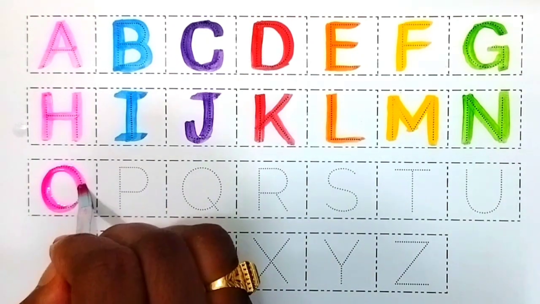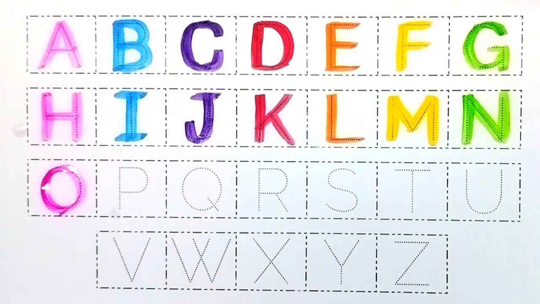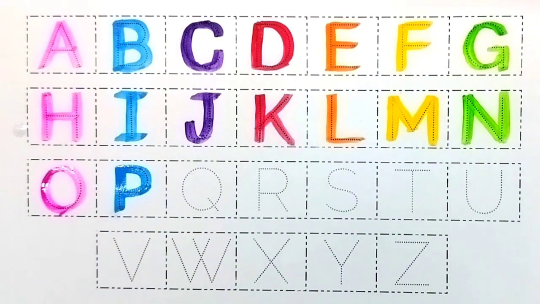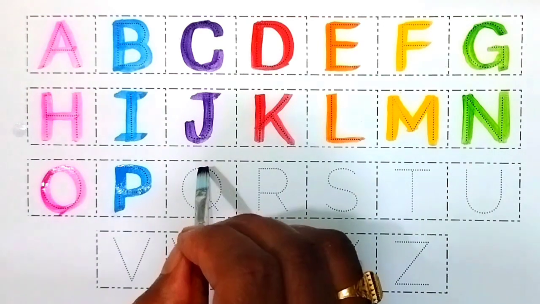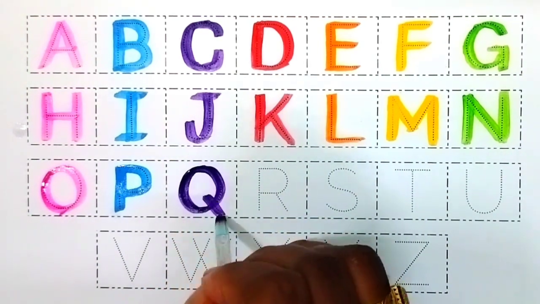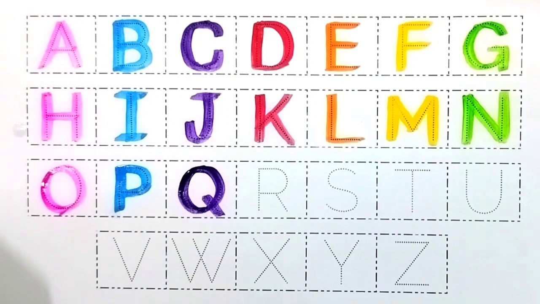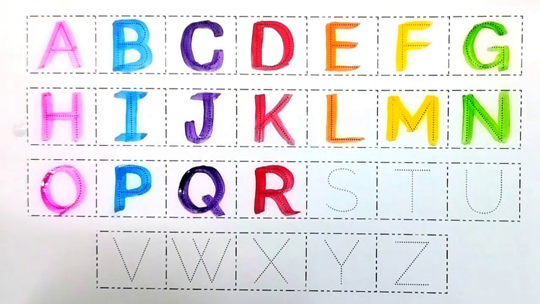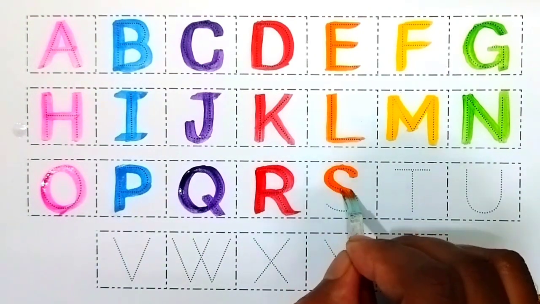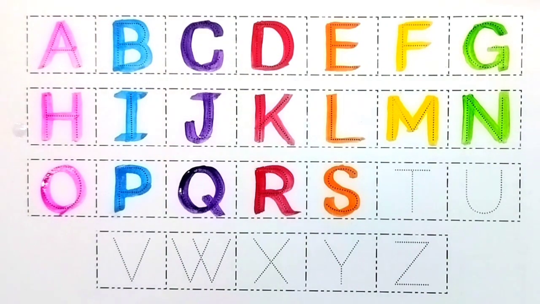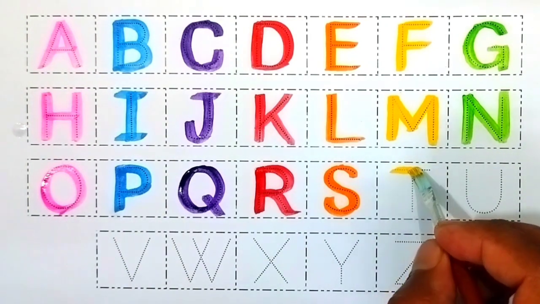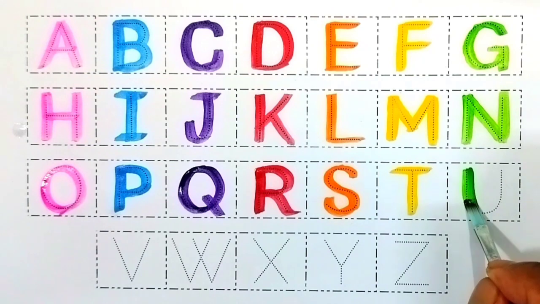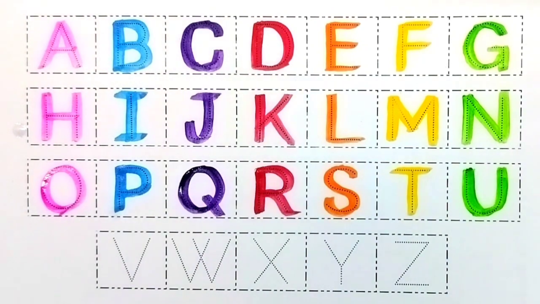O for octopus. P for pineapple. Q for quail. R for rabbit. S for soap. T for train. U for umbrella.